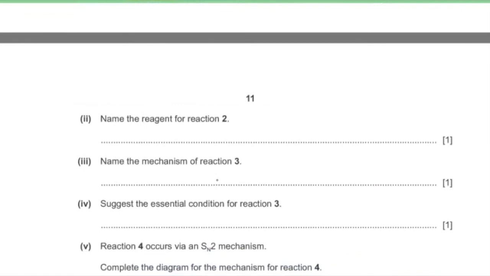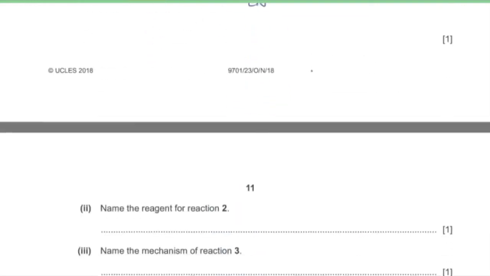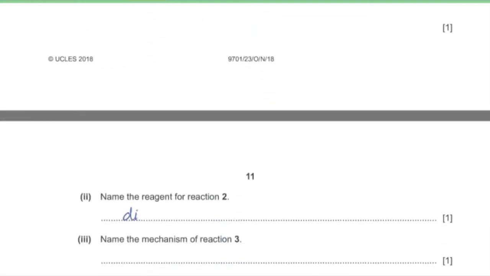Part 2, name the reagent for reaction 2. So reaction 2 is turning this nitrile group to carboxylic acid group, and that requires dilute HCl. So we can write dilute hydrochloric acid.